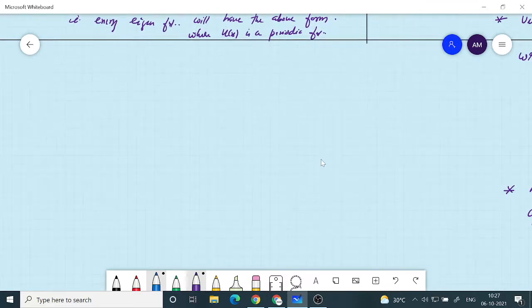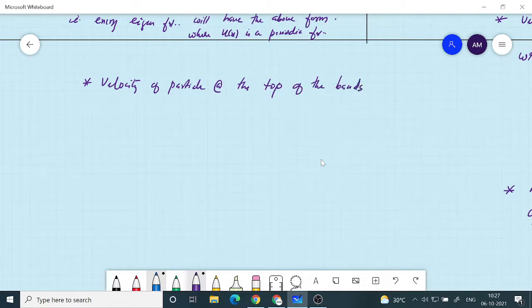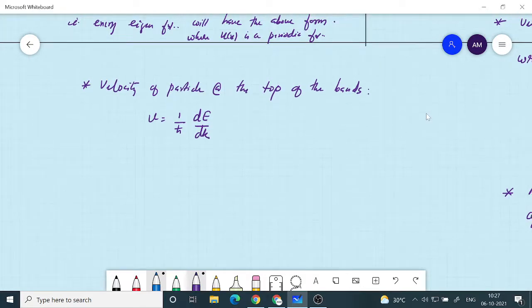Same concentration. I'll take it for the velocity of the particle at the top of the band. So far I take the same formula. The connection between classical and quantum picture is given by: velocity is basically 1 by h cut dE by dk. Now what is the expression for E of k in this case?